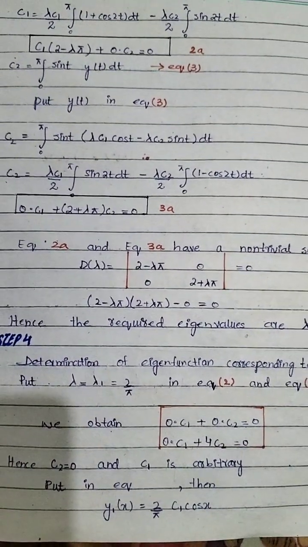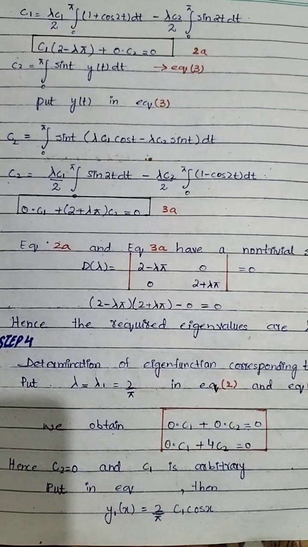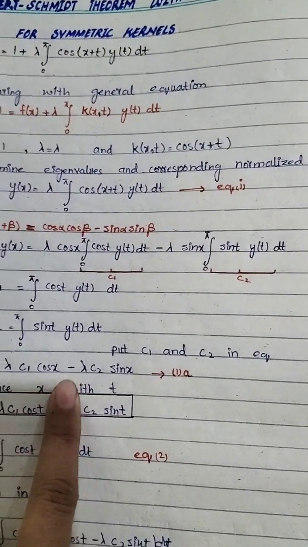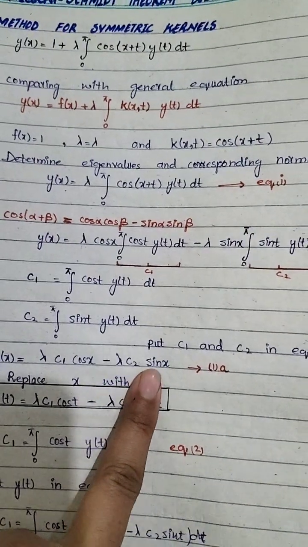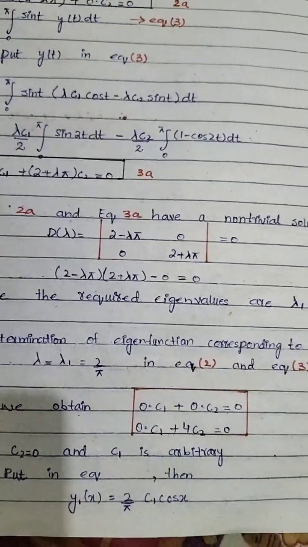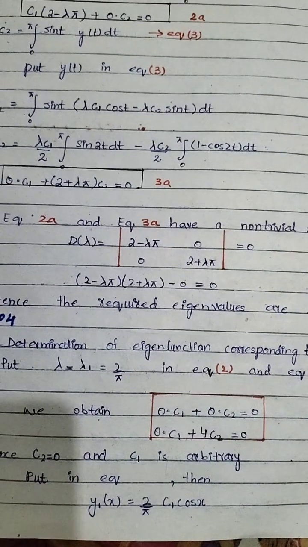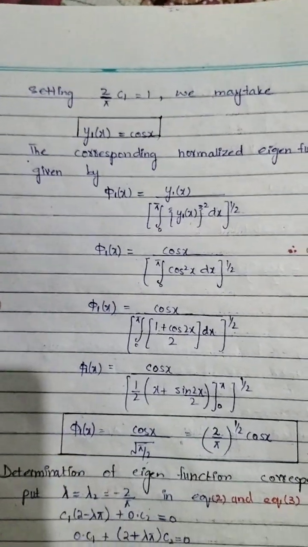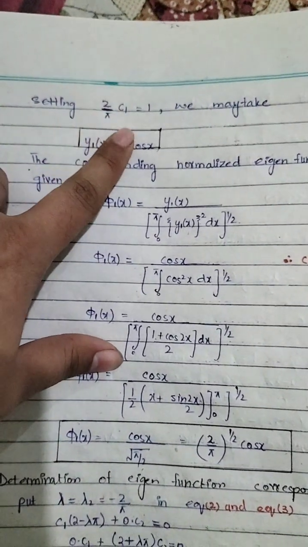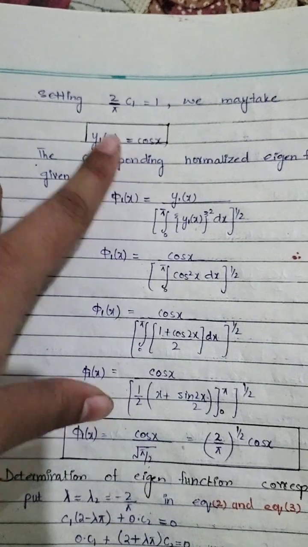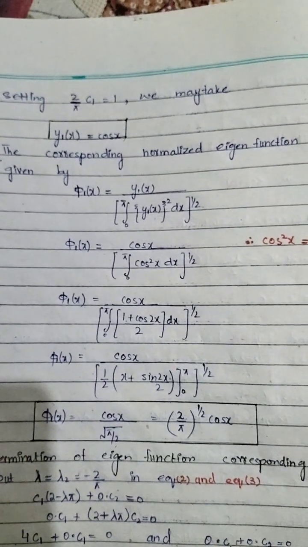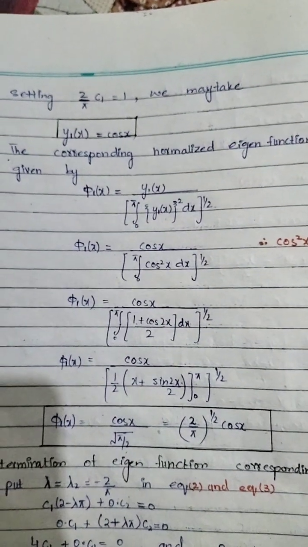Put this value in the equation y of x is equal to 1 plus lambda c1 cos x minus lambda c2 sin x, and we get y1 is equal to 2 by pi c1 cos x. Now setting 2 by pi c1 equal to 1, we may take y1 of x equal to cos x. Now we all know the corresponding normalized eigenfunction formula for this.